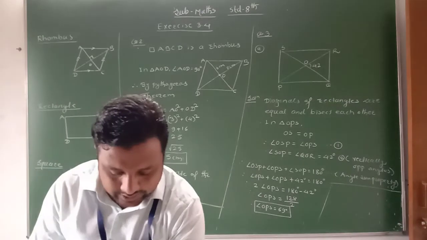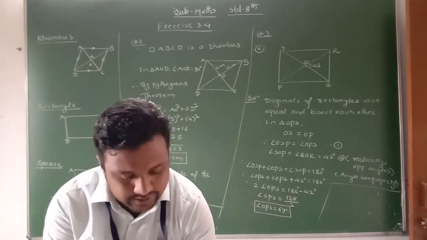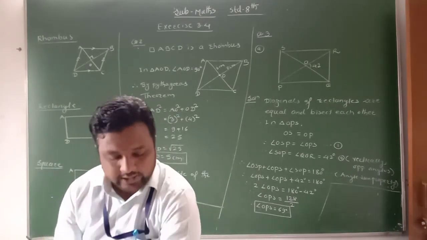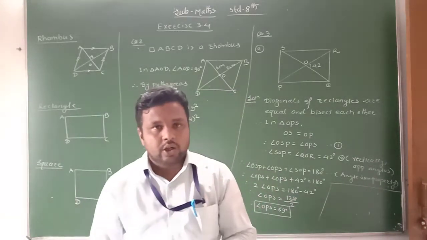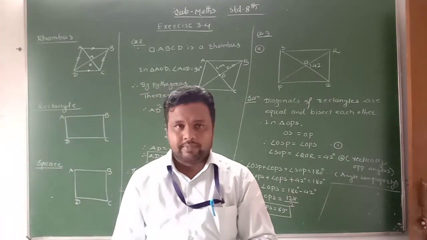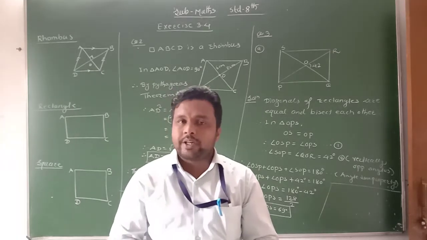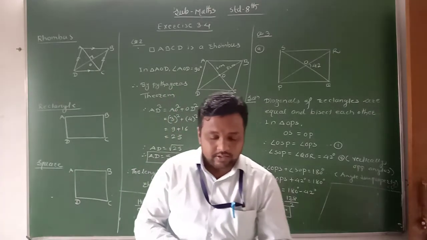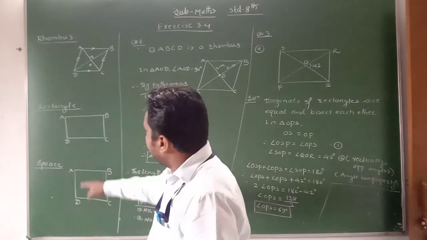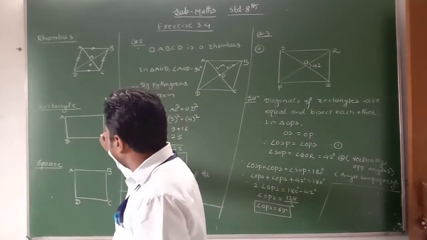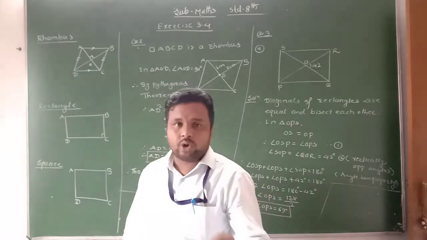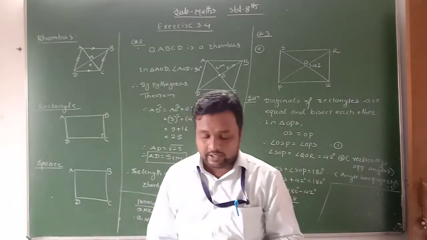Then second type is rectangle. Now what is rectangle? Rectangle is a parallelogram in which one angle is 90 degree. Then that parallelogram is called a rectangle. Now ABCD is a parallelogram in which one angle is 90 degree. Then that parallelogram is called a rectangle.